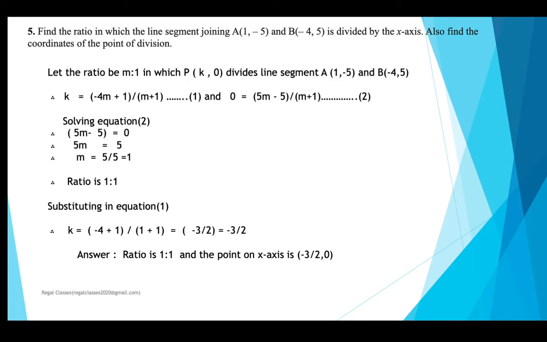A similar problem here. This is the x-axis, therefore we take the point as k comma 0, y is 0, since it is on the x-axis. Similarly, assume the ratio m is to 1, calculate the ratio, substitute in equation 1. Here there are two unknowns, and therefore calculate k, and you get the ratio is 1 is to 1, and the point on the x-axis is minus 3 by 2 comma 0.